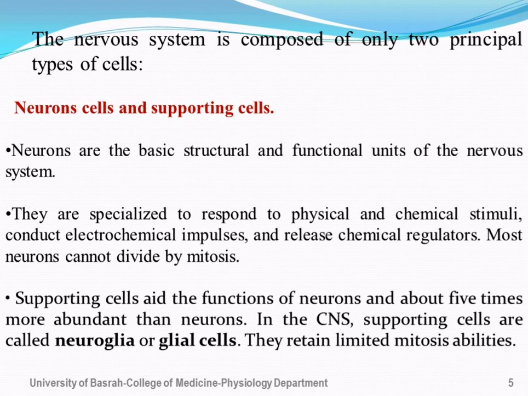Supporting cells aid the functions of neurons, and they are more numerous than the neurons, about 5 times more abundant. In the central nervous system, the supporting cells are called the neuroglia or glial cells, and they undergo a limited amount of mitosis.